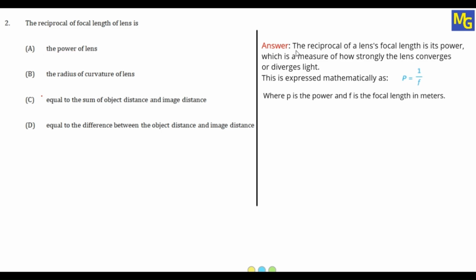So you can see here, the reciprocal of a lens's focal length is its power, which is a measure of how strongly the lens converges or diverges the light. That is called power. Power is denoted by the letter P, and power is nothing but 1 by F. F is focal length. If you take a reciprocal 1 by F, then it will become power. And that's why the correct answer is option A, that is the power of a lens. We will write the answer.